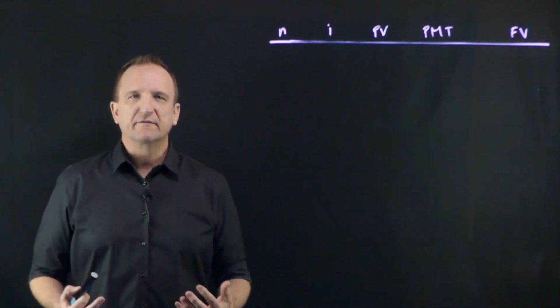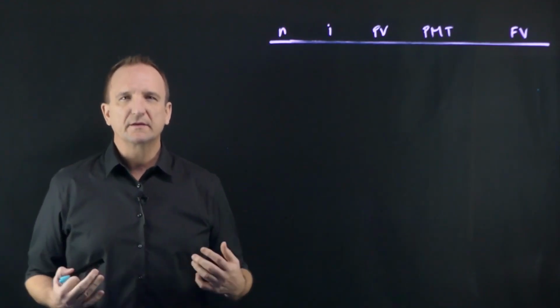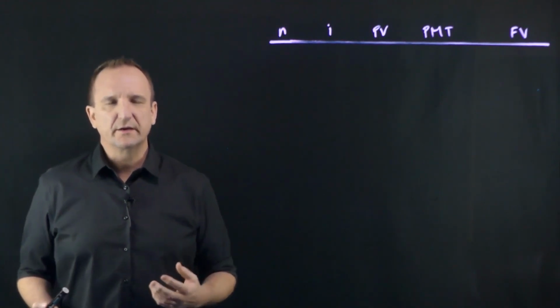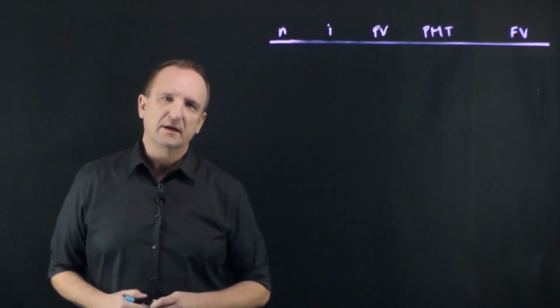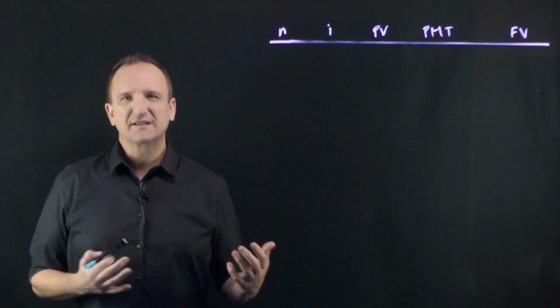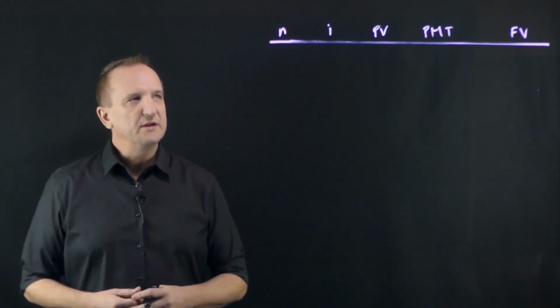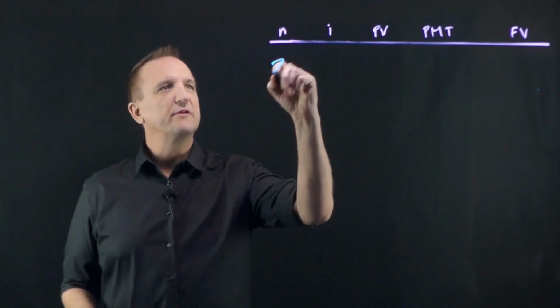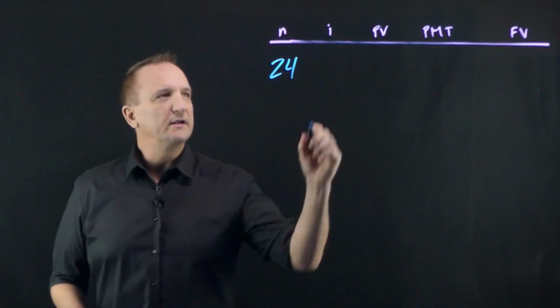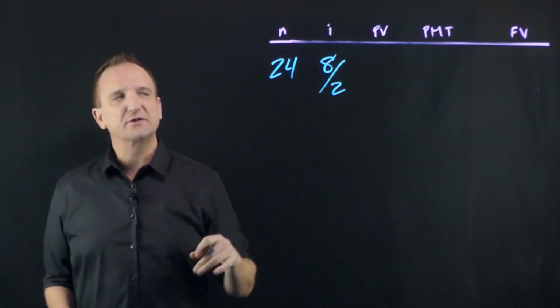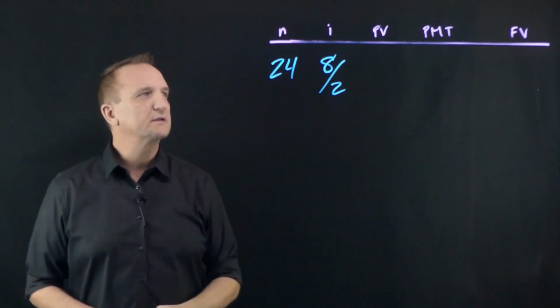This one's pretty easy and very straightforward. It has an investor saving $5,000 twice a year for 12 years, and they're earning an interest rate of 8% compounded semi-annually. Semi-annually would mean twice a year. So over 12 years, that's 24 periods, and it's 8% per year, but it's semi-annual, so we're going to divide it by 2. So it would be 4% every 6 months.